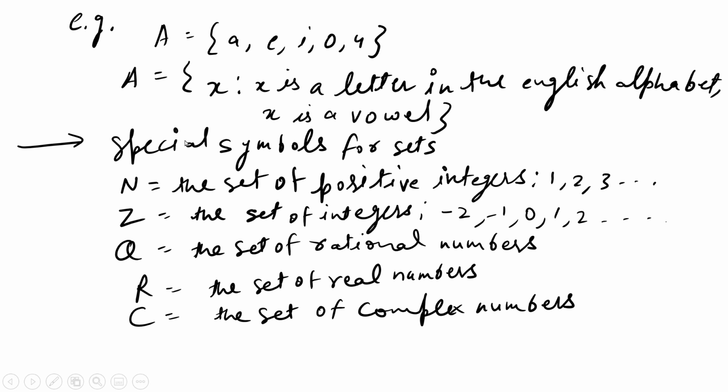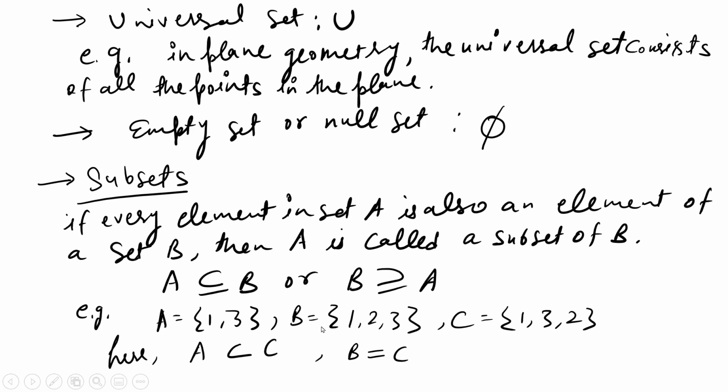We have some special symbols which represent specific sets. By capital N we represent the set of positive integers, by capital Z the set of integers, by capital Q the set of rational numbers, capital R the set of real numbers, and capital C the set of complex numbers.